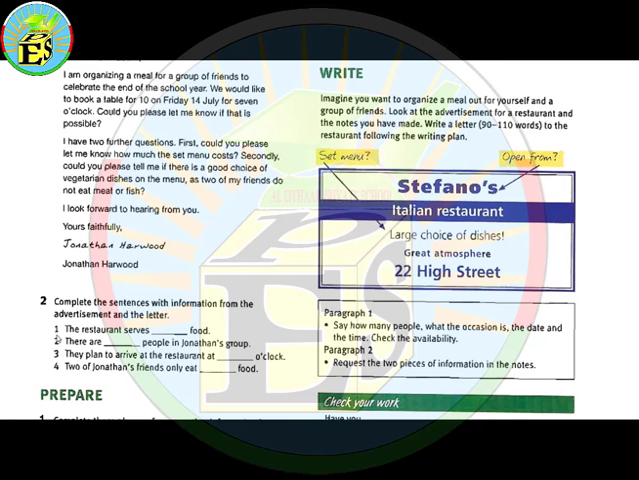The second example, there are blank people in Jonathan's group. So how many people are there in this person's letter? How many people did he mention? So let's go to line number 3. He wants to book a table for 10. This number means the number of the people he wants to invite.